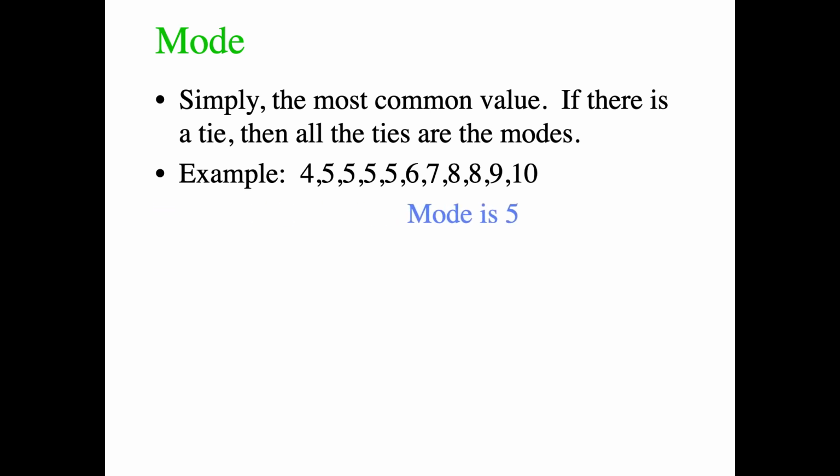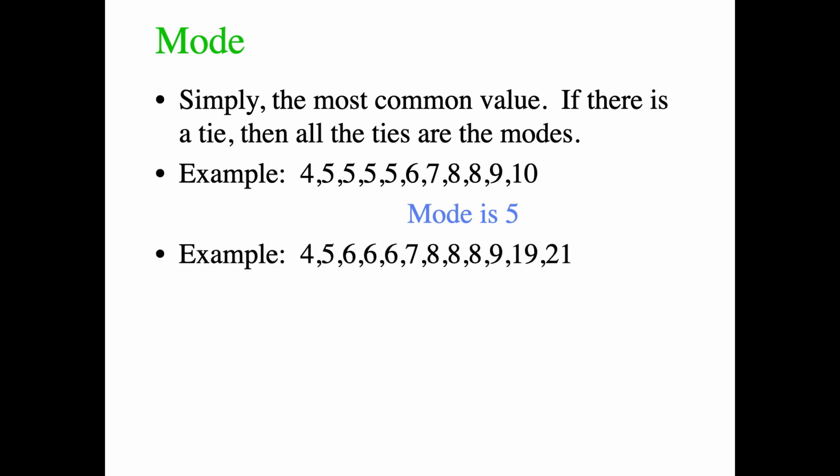If I have this example, I have 4, 5, 6, 6, 6, 7, 8, 8, 8, 9, 19, and 21. This time I have 3 6s and I have 3 8s. Those are the two most common observations. And so those two being the most common are both modes. So the answer to this question is there are two modes. The modes are 6 and 8. Okay, so that's what a mode is. Now, you don't really run into modes very often out there in the world, to tell you the truth.